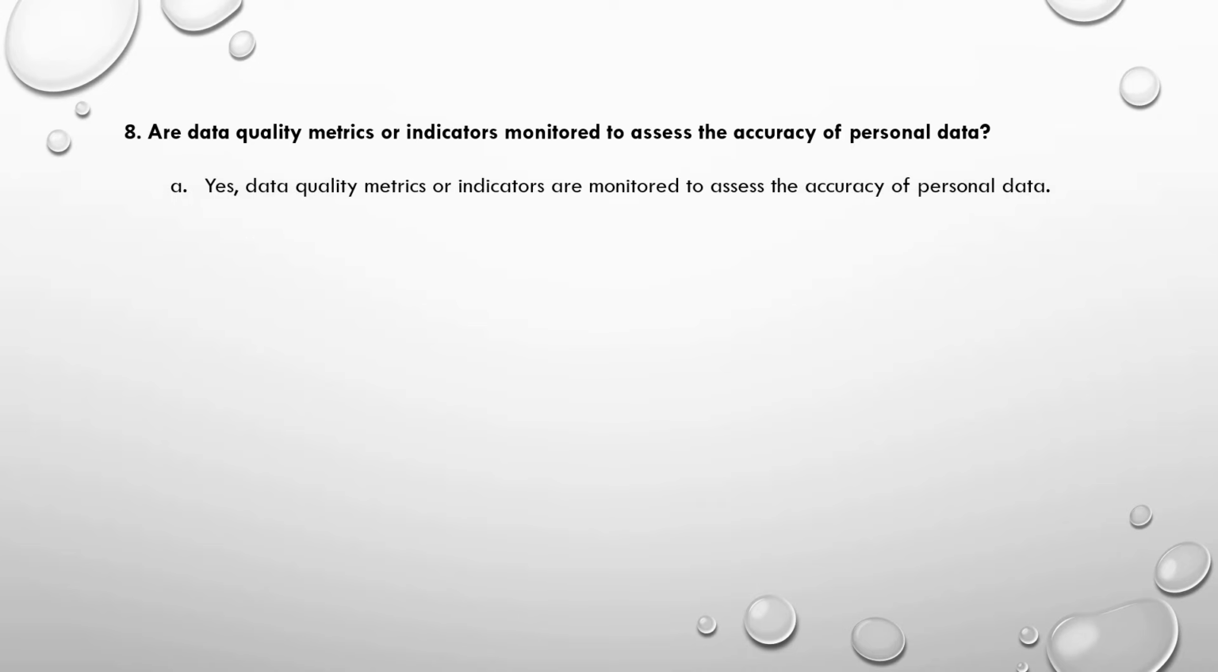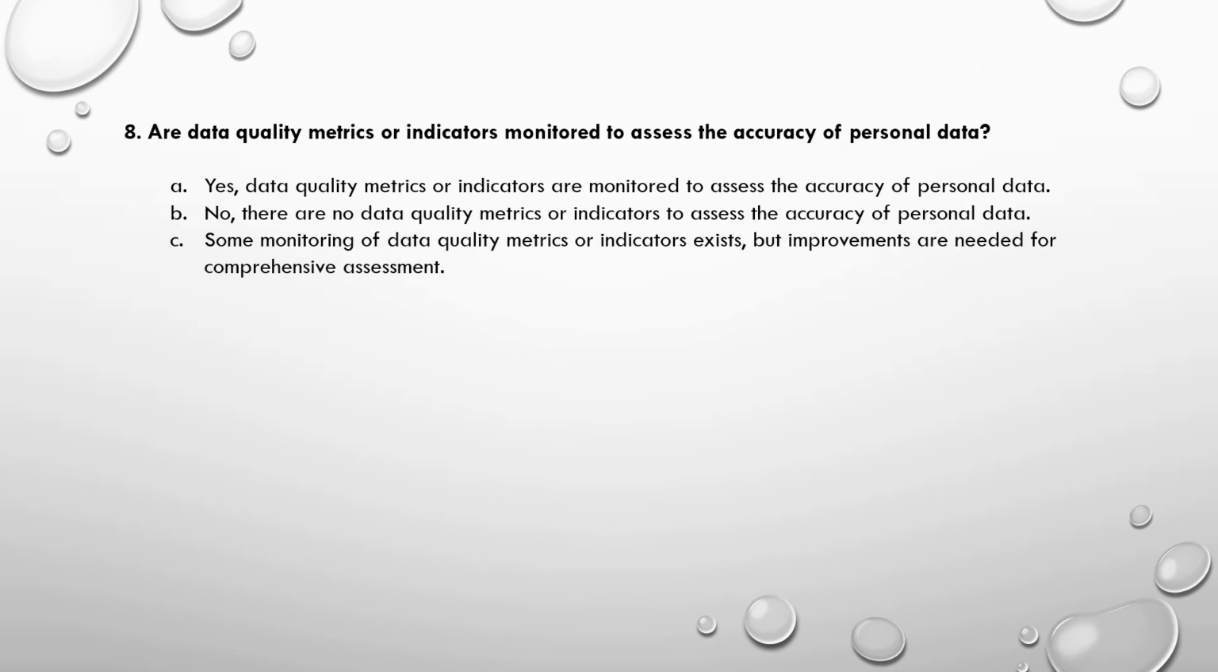Option A, yes, data quality metrics or indicators are monitored to assess the accuracy of personal data. Option B, no, there are no data quality metrics or indicators to assess the accuracy of personal data. Option C, some monitoring of data quality metrics or indicators exists, but improvements are needed for comprehensive assessment. Option D, monitoring of data accuracy using quality metrics or indicators has not been assessed.